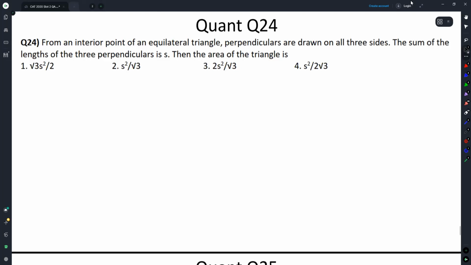From an interior point of an equilateral triangle, the perpendiculars are drawn on all 3 sides. The sum of length of the 3 perpendiculars is S. Then the area of the triangle is. Very light. √3/2 a is equal to S. a is equal to 2S by √3. Area of the triangle is √3/4 into S squared times 4/3. Cancel, cancel √3. S squared by √3. This should be the answer.